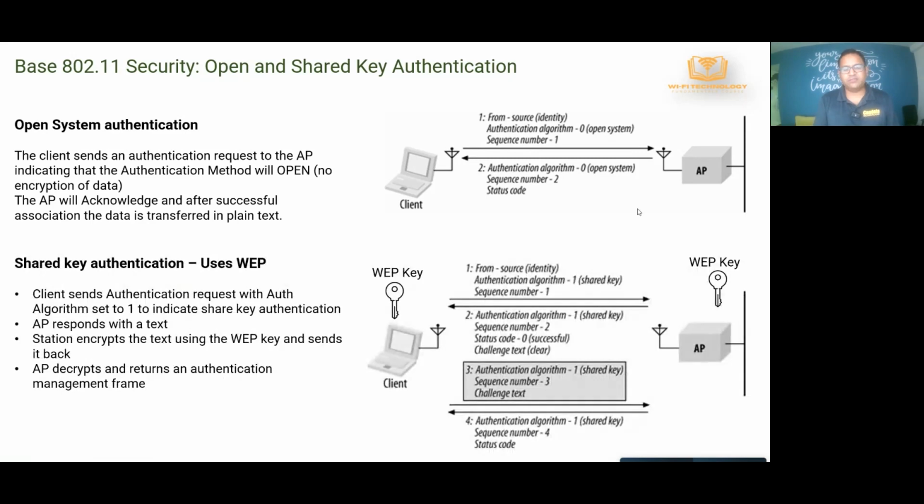Then the concept came early on in the base standard. They implemented this mechanism called WEP, also called Wired Equivalent Privacy. So inherently speaking, Wi-Fi is a little bit or a lot more insecure than a wired network, just because of the physical nature of wireless, right?